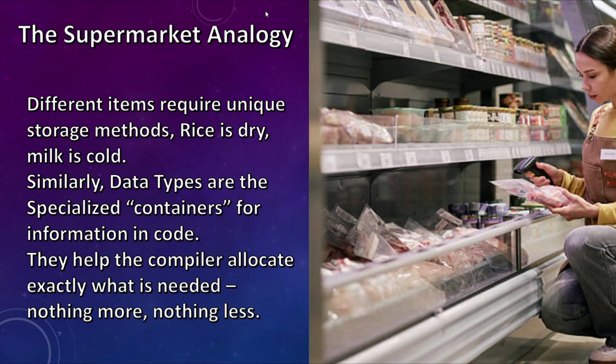Think about a supermarket. Rice is stored in one section. Milk is stored in a refrigerator. Vegetables are stored somewhere else. Different items require different storage methods. Similarly, computers handle different kinds of information. The value 10 is different from the character A. The character A is different from the value 3.14. Since they are different, the compiler must know what data type it is dealing with. That's where data type comes into the picture.